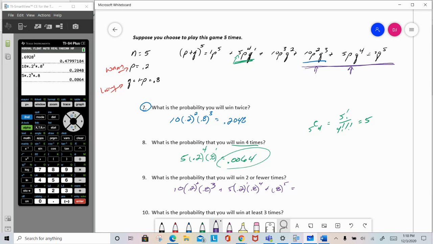Okay. So that's going to be 10 times 0.2 squared times 0.8 to the 3rd, plus 5 times 0.2 times 0.8 to the 4th, plus 0.8 to the 5th.